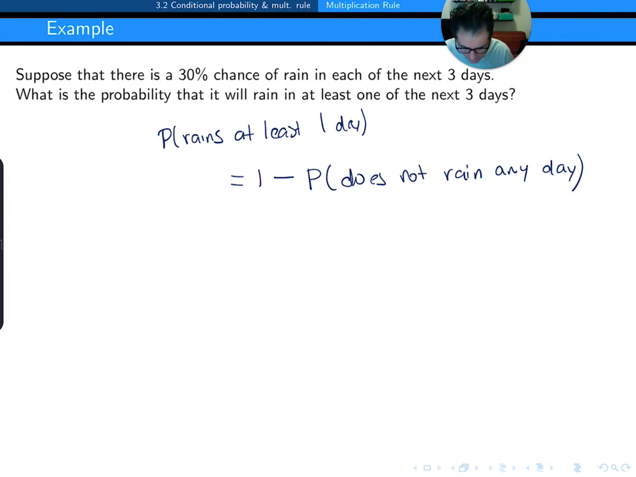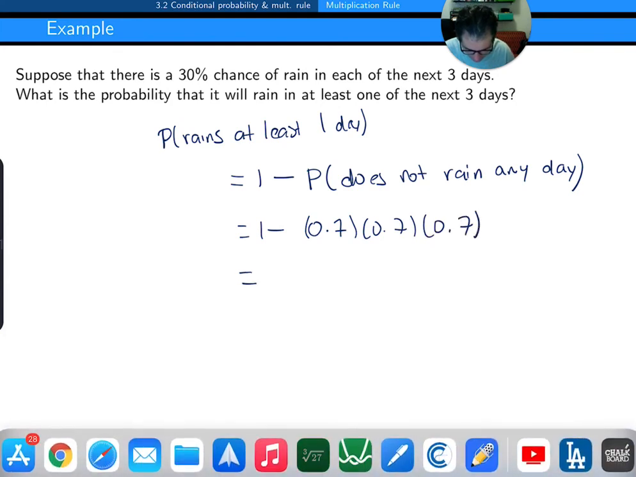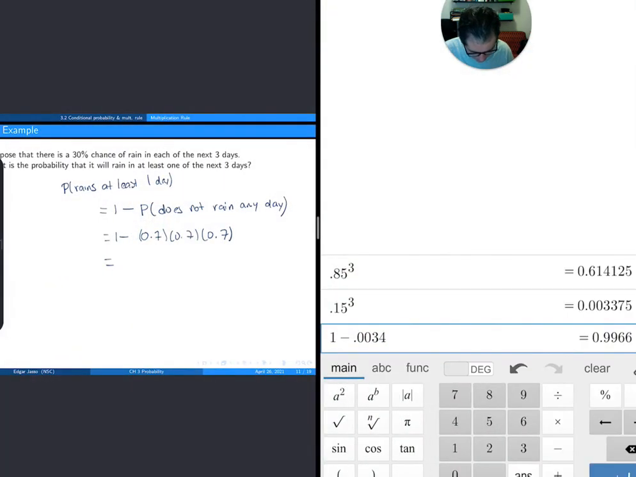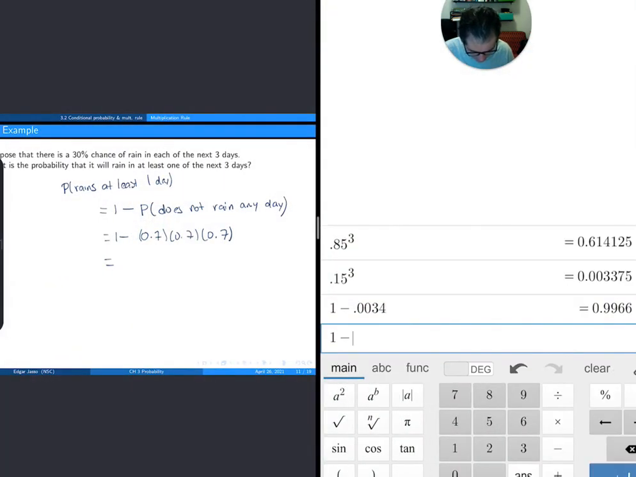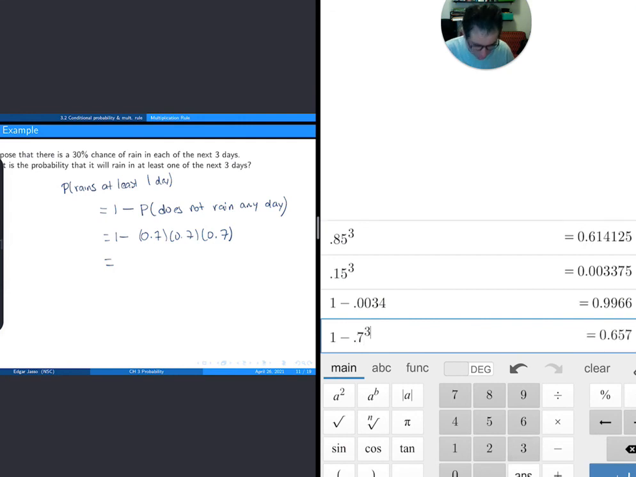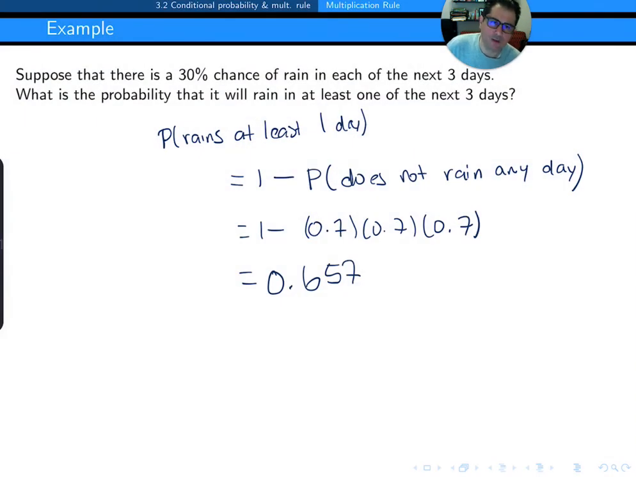So it's going to be 1 minus 0.7, 0.7, and 0.7. Right. So then it's going to be, let me go back to my calculator. It would be 1 minus 0.7 to the third power. Okay, 65.7%. Okay, so I hope you see how it's useful to use the complements instead of finding them directly.